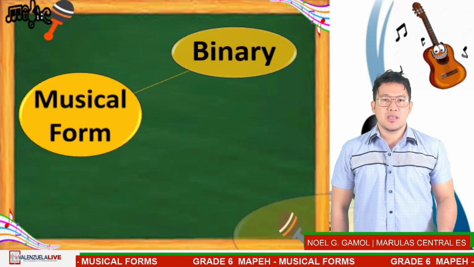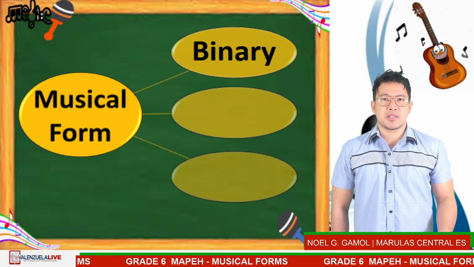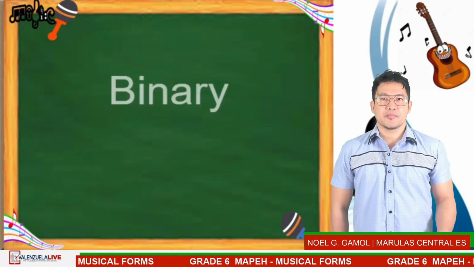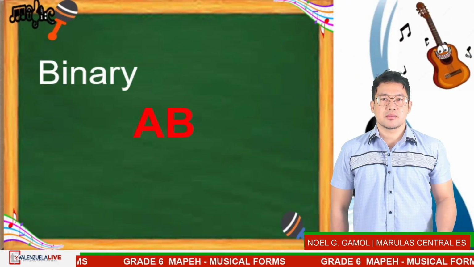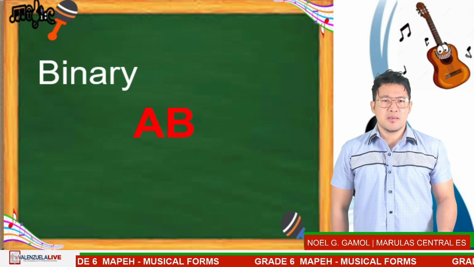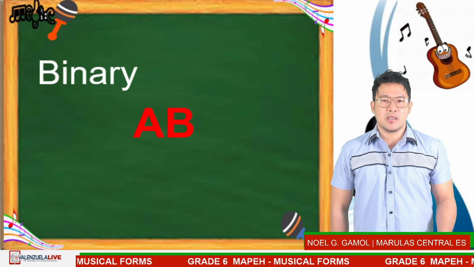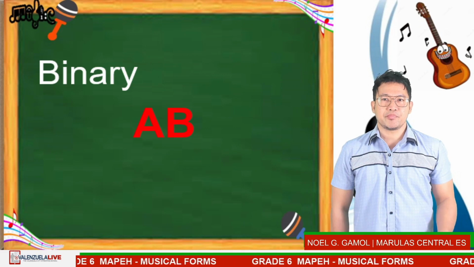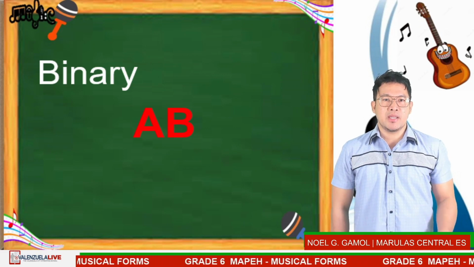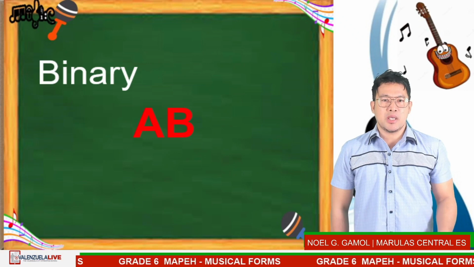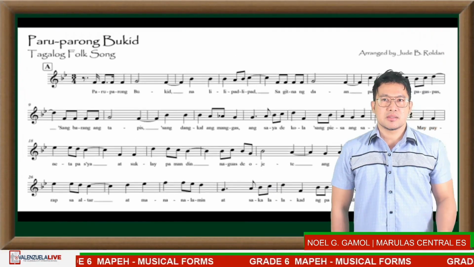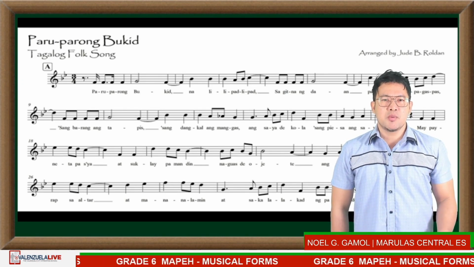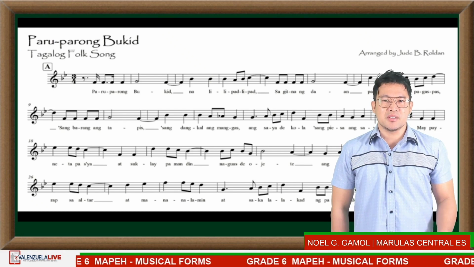Binary form of music is made up of two musical parts or has two different melodic ideas. You will notice it orally by listening to the change of melodic pattern as it is often labeled by the alphabet A and B. Here is an example of a binary form of music, Paru-Parong Bukid. It's a Tagalog folk song that compares a butterfly to a capricious woman who walks around to attract attention.